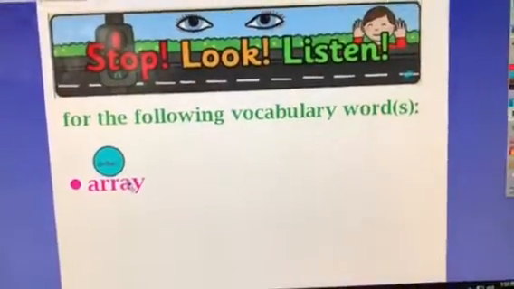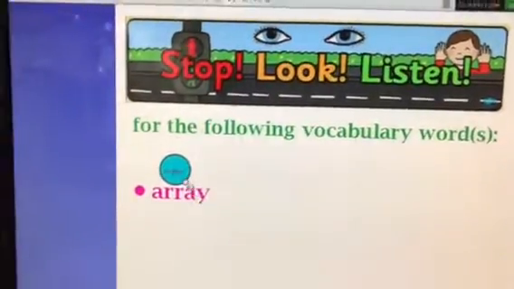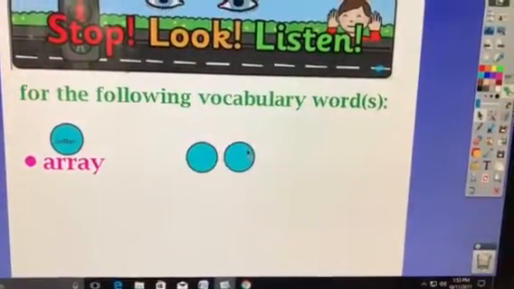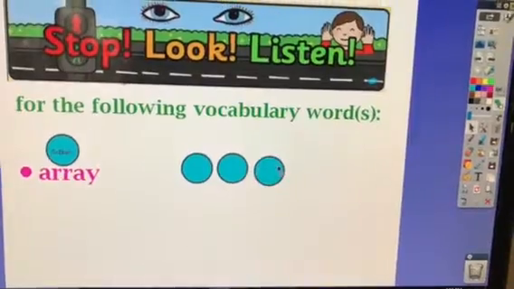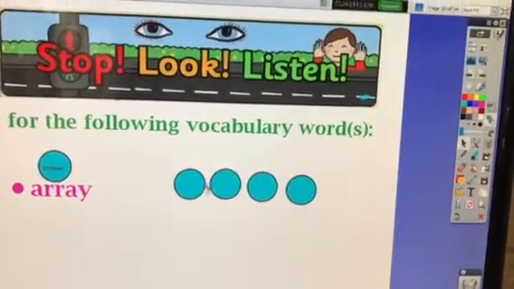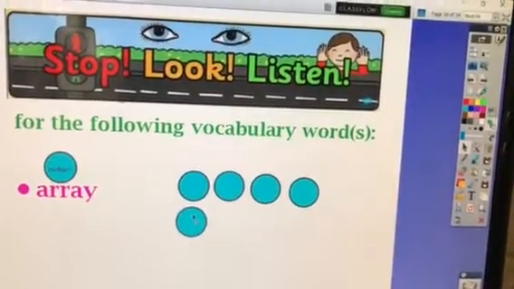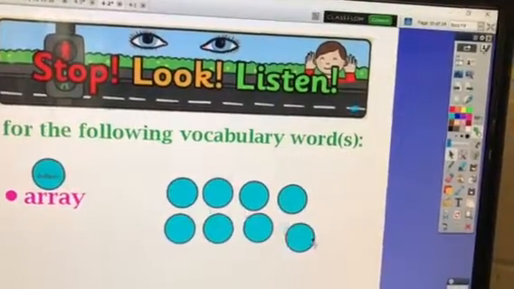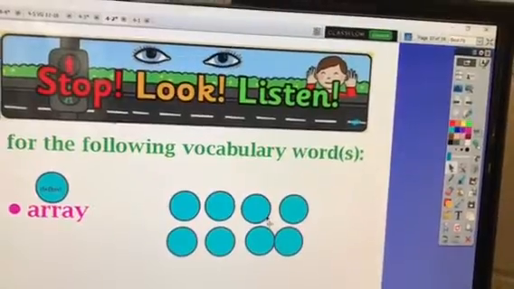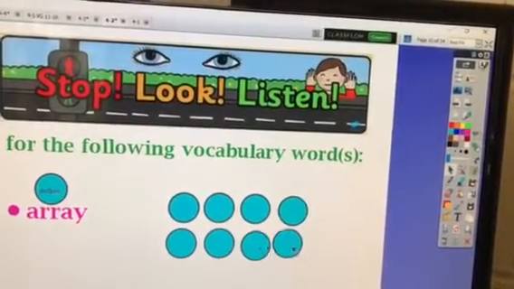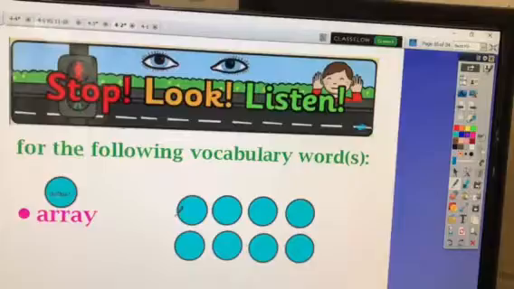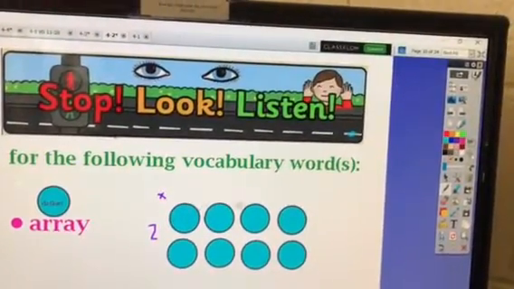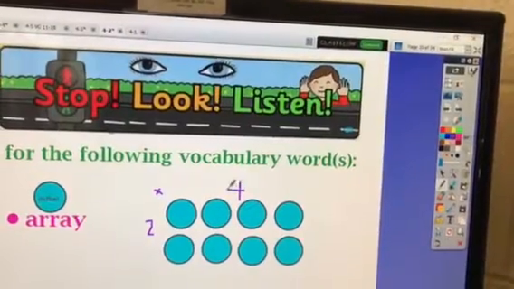So, an array shows equal rows of objects. I'll make an array right now. If I have 4 in this row, that means I need to also have 4 in this row. And we talked about how multiplication is always talking about equal groups. And for this, we have 2 rows, and we multiply that by 4 in each row.